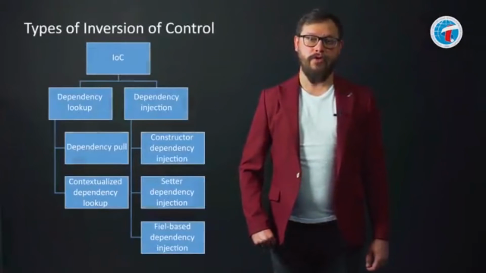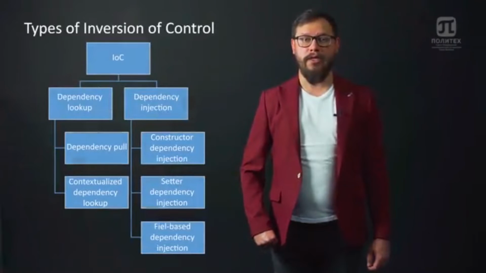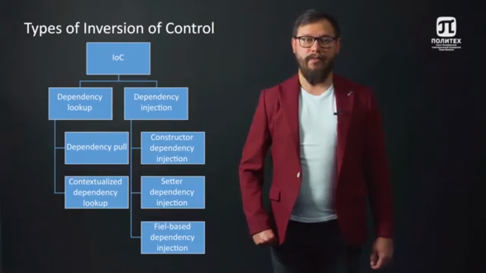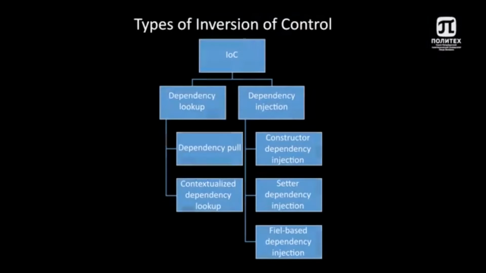In general, inversion of control can be decomposed into two subtypes: dependency injection and dependency lookup. These subtypes are further decomposed into concrete implementations of the inversion of control services. Dependency lookup is a much more traditional approach, and it comes in two types: dependency pull and contextualized dependency lookup.